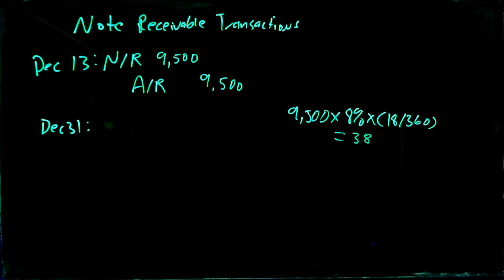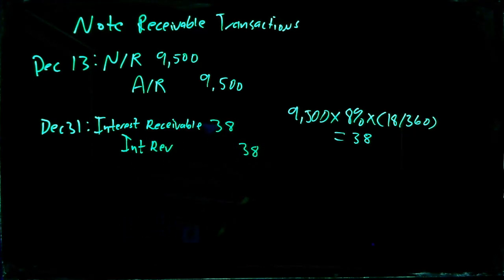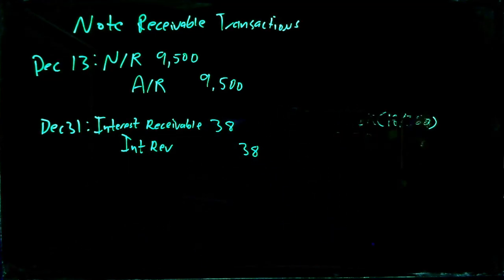So our entry on December 31st would be to debit interest receivable and credit interest revenue for the $38. This allows us to recognize revenue that we earned for interest from December 13th through December 31st.